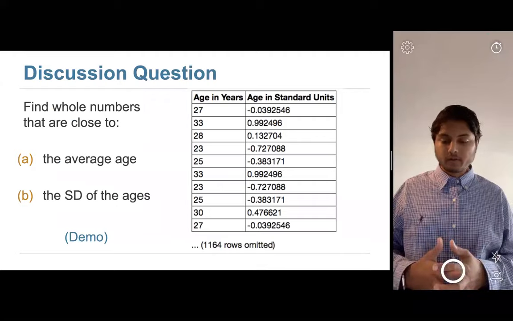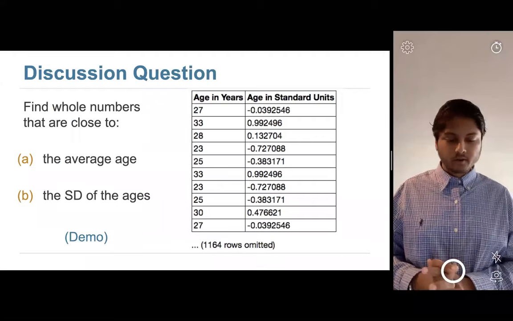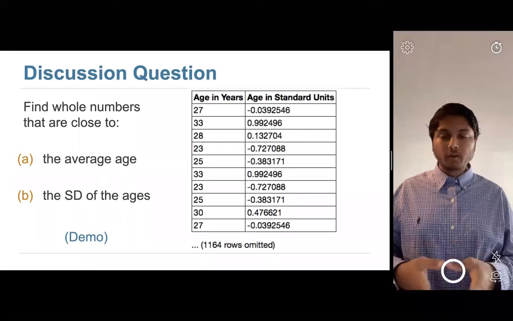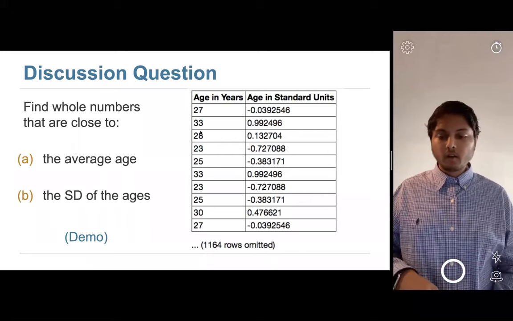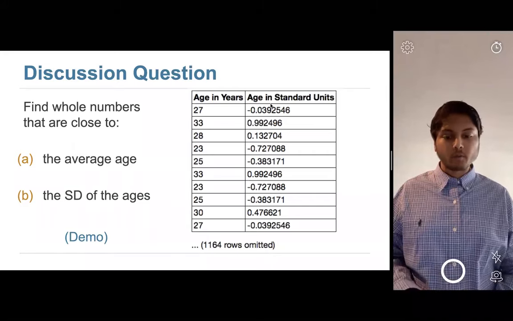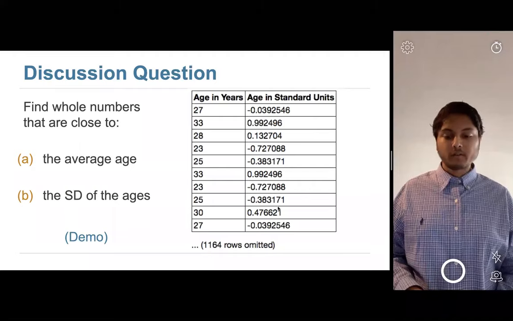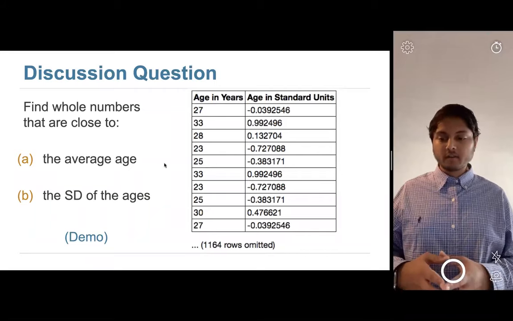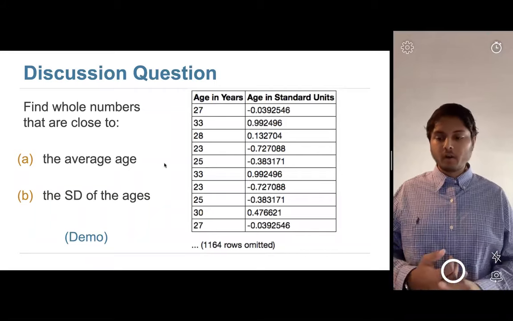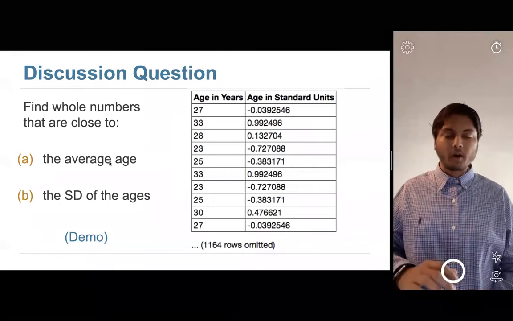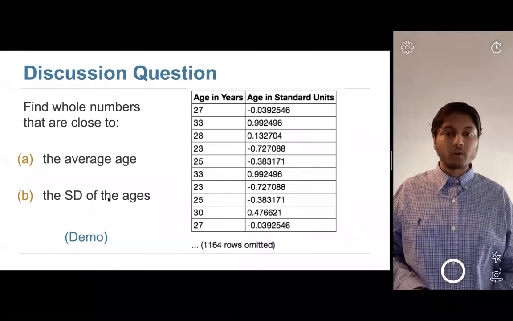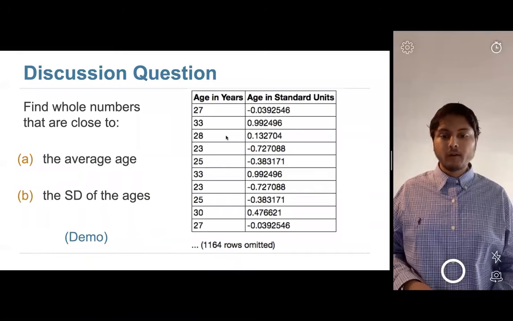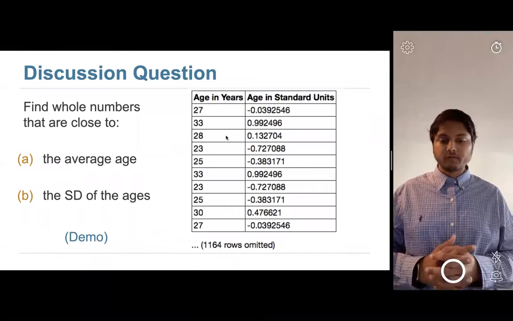So let's do a discussion question now that we've spent quite a bit of time on standard units. We had this table of ages. We had this one column of ages here, just ages of people. And on this other column, we have the same age, but in standard units, so it's not in years anymore. The question is, looking at just this table, can you find which integer numbers are approximately the average age and approximately the standard deviation of the ages? See if you can figure that out.